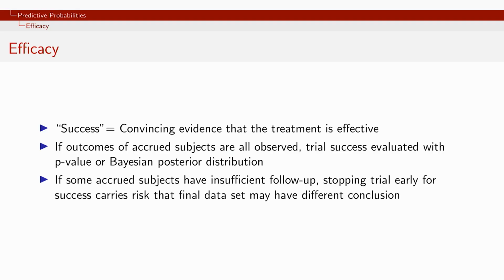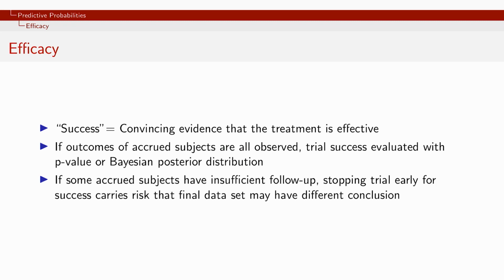At a given interim analysis, if the outcomes of accrued subjects, meaning the patients that are currently randomized in the study, are all observed, then we can simply evaluate the success of the trial, in other words, whether the treatment is effective, by using a simple p-value or a Bayesian posterior distribution. However, if some of the accrued subjects have insufficient follow-up, there is a risk that stopping the trial early for success, the final data set that you observe once you follow up those patients could have a different conclusion than your current interim snapshot.